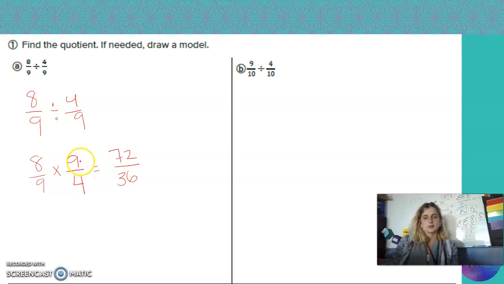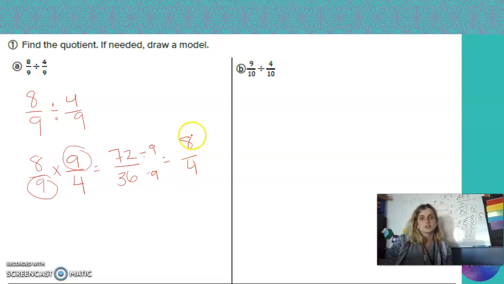Ooh. I can notice though maybe that I see a 9 here and a 9 here. So what if I just went back and simplified them by 9s? That would get me back to the 8 and the 4 that our problem started with. And I can do 8 divided by 4. 8 divided by 4 is 2. No over 1, no fraction. The most simple way to write that is 2.